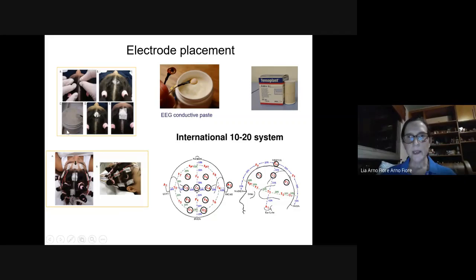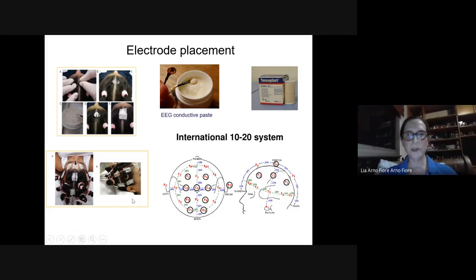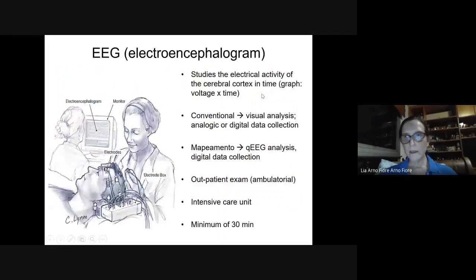And so basically, we always tie up hair in little squares. They don't do this outside, but it helps a lot. And then you mark the points and you take the electrodes with a little bit of conductive paste and you can fix them. We used to use collodion, but nobody does that anymore. So we use this kind of tape.